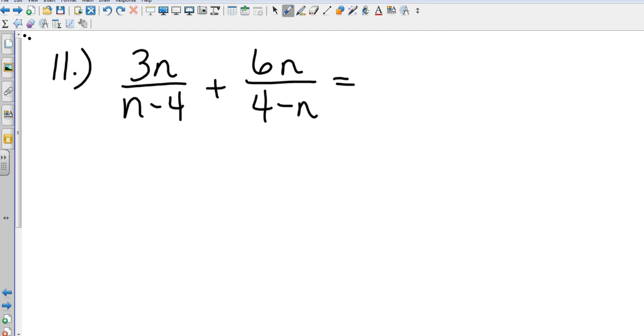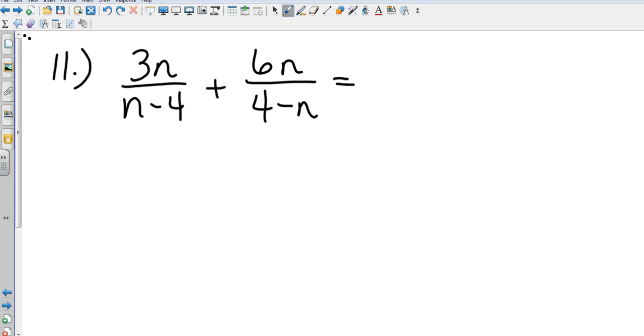Okay, number 11, 3n over n minus 4 plus 6n over 4 minus n. This is one of our very specific problems. It has specific traits. There is one step to solving it, or to making it look the same. By looking at the denominators, what's the difference between n and negative n? They're opposites, okay? What's the difference between negative 4 and positive 4? So these are called what? Inverses, okay?